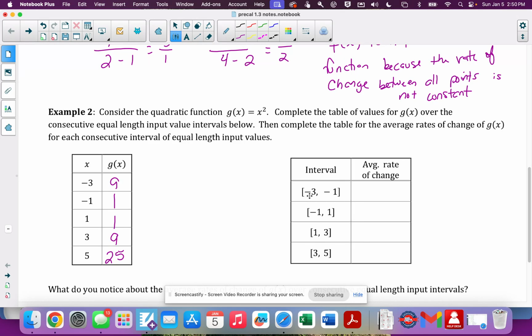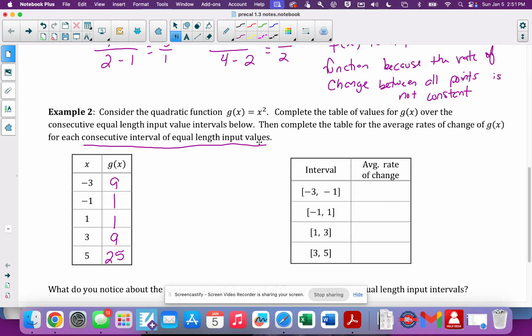Okay, and then we're going to do specifics. Now notice all of these intervals are equal, right? If you take a look at it, there are 2 steps between each of our intervals as far as our x values, right? If you're going from negative 3 to negative 1, that's 2 steps. If you're going from negative 1 to 1, that's 2 steps. 1 to 3 is 2 steps. 3 to 5 is 2 steps. Okay, so that's what they're talking about when they say consecutive intervals of equal lengths. And that's a really big deal when it comes to talking about rate of change.